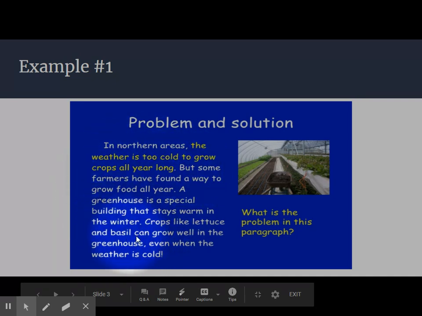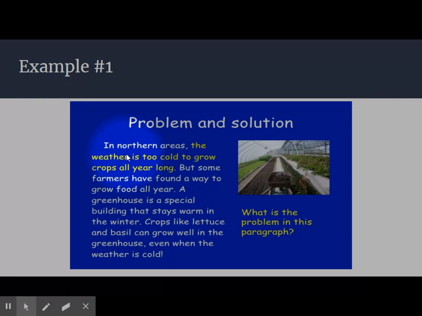Now, going back into this little paragraph here, the problem is listed in the beginning. The problem is that in northern areas, the weather is too cold to grow crops all year long. What the author then does is he or she offers a solution. And the solution listed here says, farmers have found a way to grow food all year. A greenhouse is a special building that stays warm in the winter. So the problem is that the weather is too cold in northern areas to keep crops growing all year, and the solution is a greenhouse.